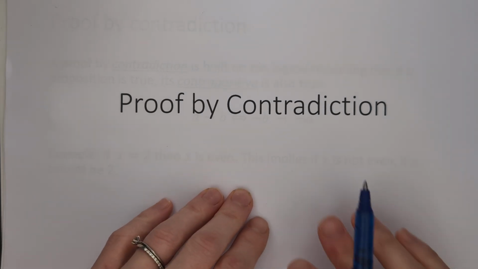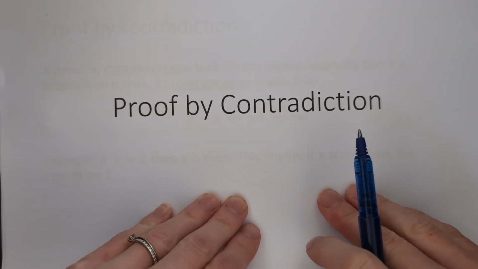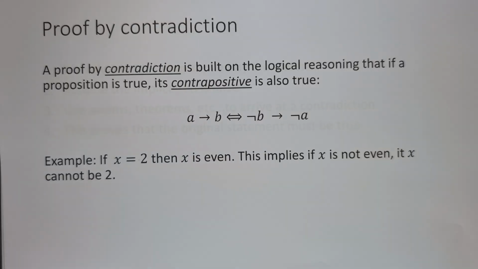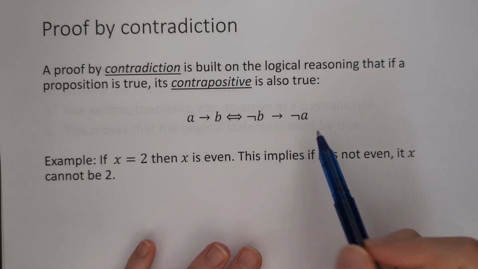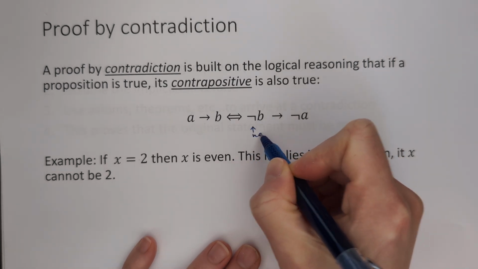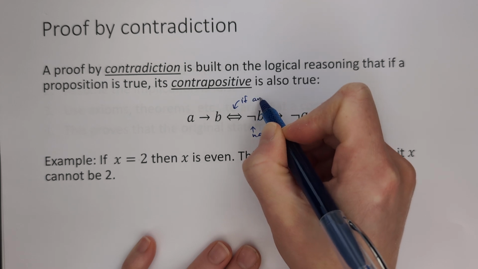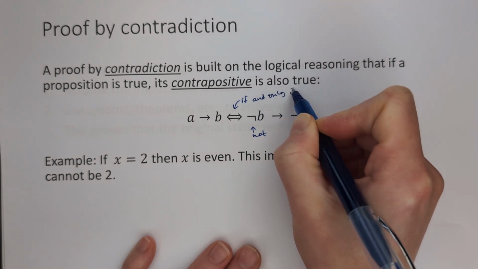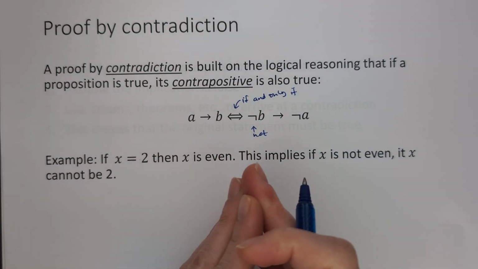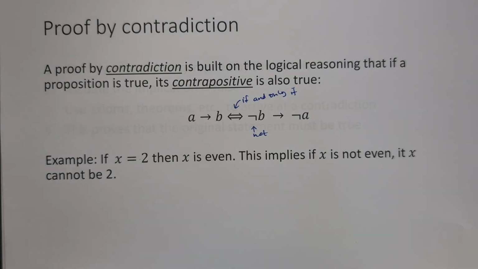We are now going to take a look at proof by contradiction and counterexample. A proof by contradiction is built on the logical reasoning that if a proposition is true, its contrapositive is also true. These are a lot of notations. This means not. This is if and only if. But essentially, saying if A implies B is the same thing as saying not B implies not A.